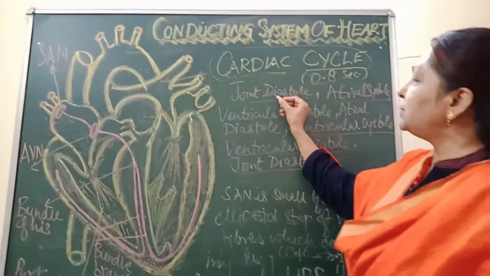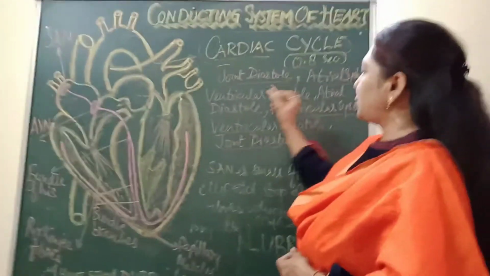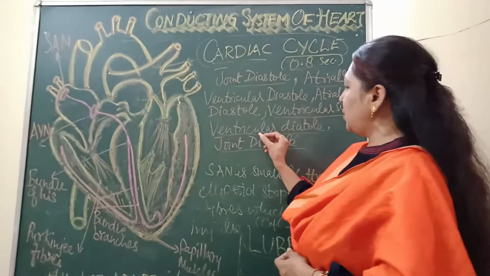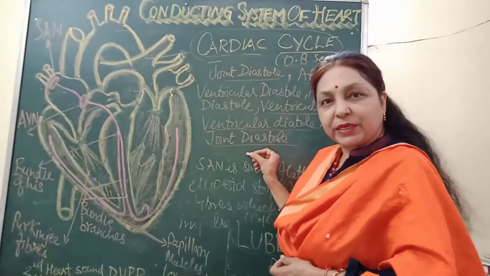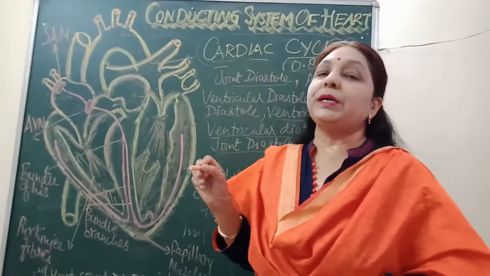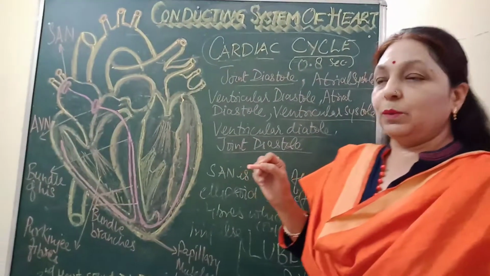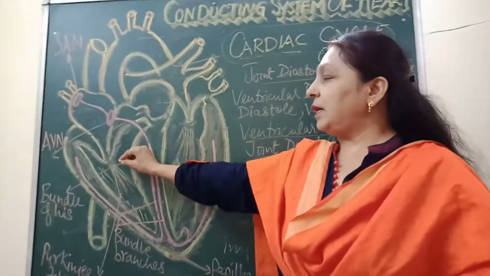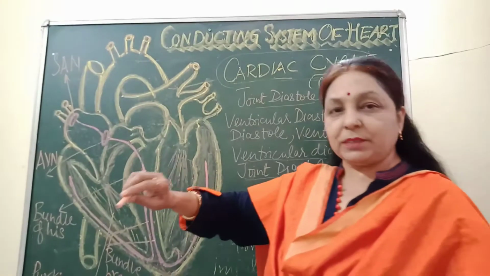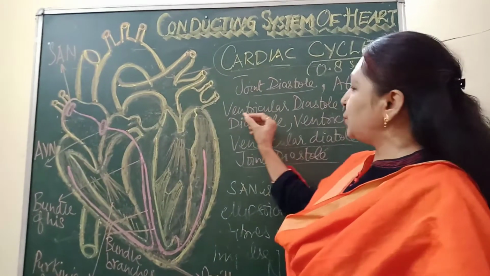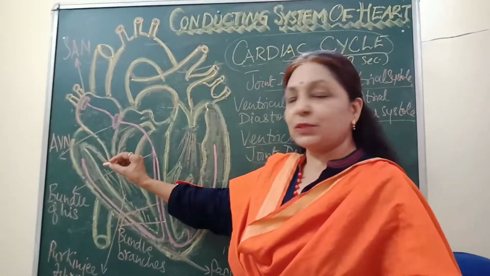These events are the joint diastole, atrial systole, ventricular diastole, atrial diastole, ventricular systole, ventricular diastole, and again the joint diastole. This is the sequence of events which takes place during a cardiac cycle. What are these events? You begin from the first step of the cardiac cycle, that is the atrial systole. During the atrial systole, what happens?